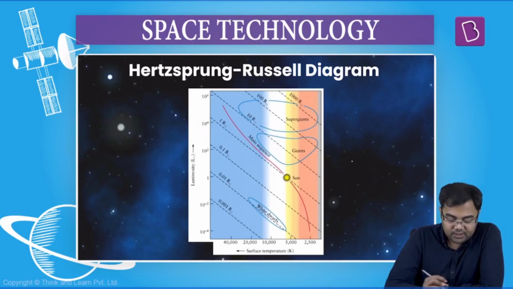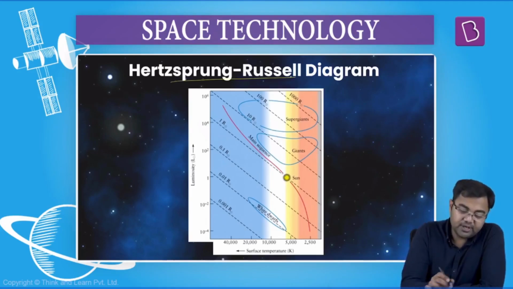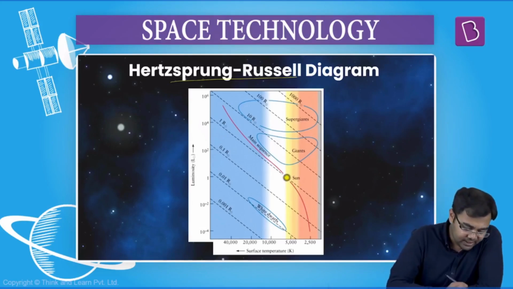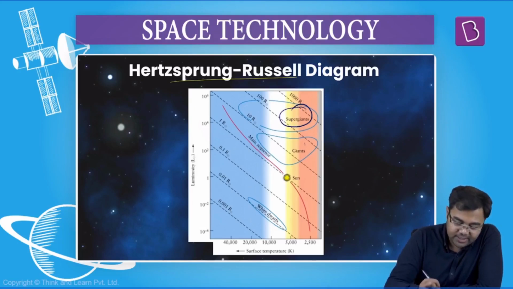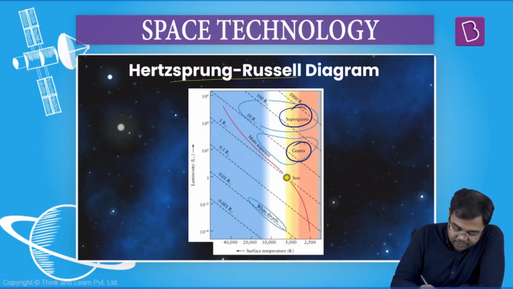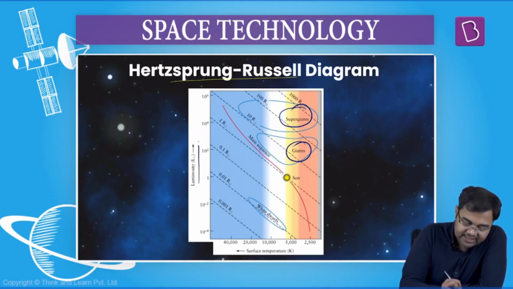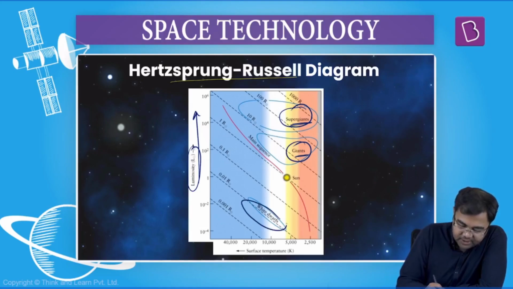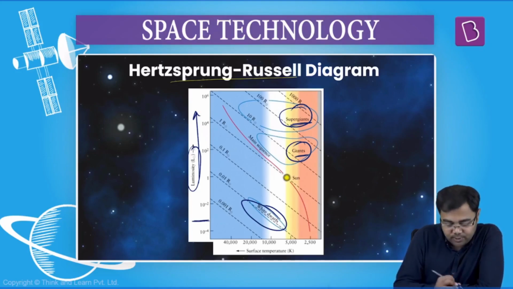So on the basis of the temperature and the size, we have this diagram which is called the Hertzsprung-Russell diagram. This basically tries to map all the different kinds of stars that we have in the universe. So for example, on this side, you have the supergiants, you have the giants. Here the size is increasing and luminosity is increasing. So you have the supergiants and the giants here, and you have the white dwarfs here, because low luminosity also means that the size is small.